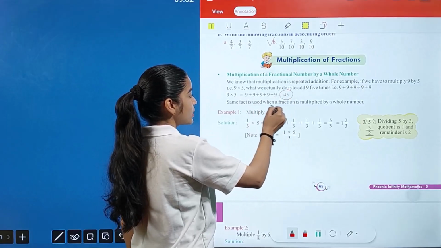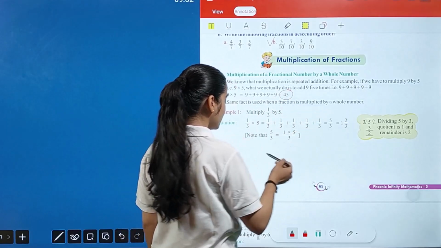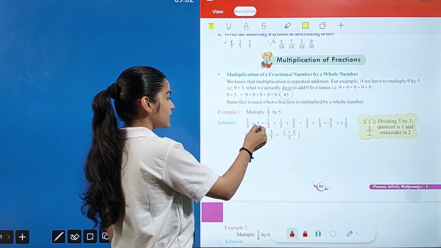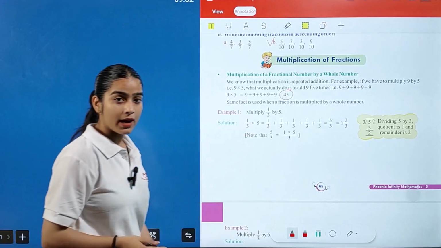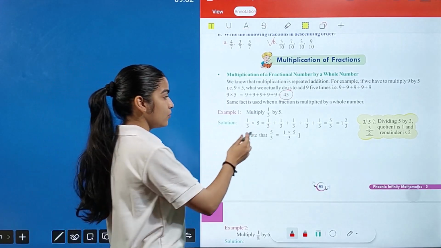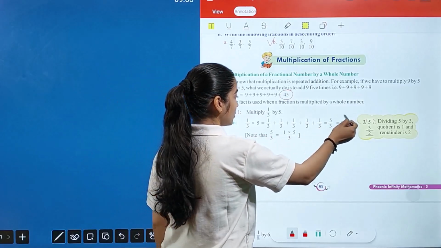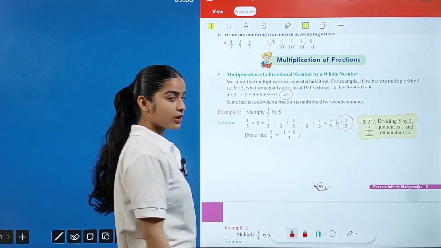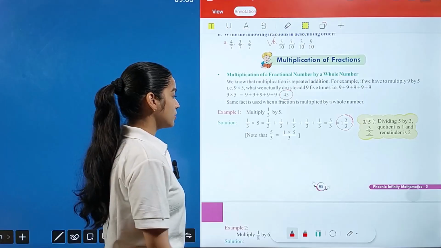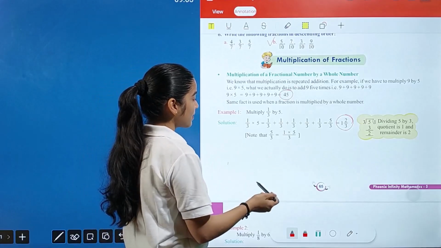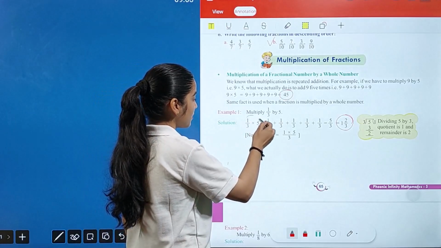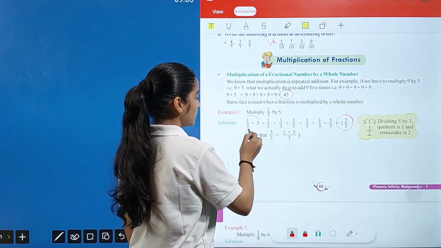The same fact is used when a fraction is multiplied by a whole number. So 1 by 3 multiplied by 5 means you have to add 1 by 3 five times and you will get the answer 5 by 3. And further you convert it into a mixed fraction, that is 1 2 by 3. So you can easily multiply it like this, 1 multiplied by 5 and 3 as it is.